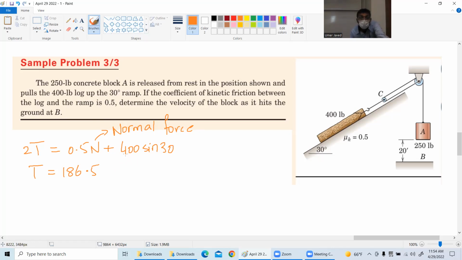So we have 2T equal to 0.5 multiplied by the normal force plus 400 sin 30. I know all of you are wondering how I did it. I will explain later. This is less than the 250-pound weight, which is definitely less than. So if this is the tension that you have calculated, because the tension is the tension, this is T and this is 2T, then the tension going up is 186.5 pounds.